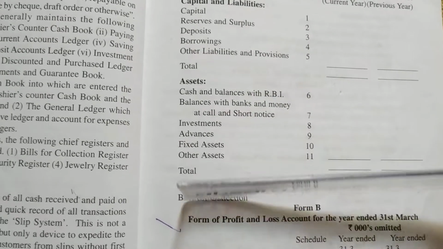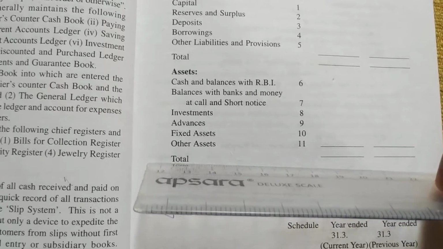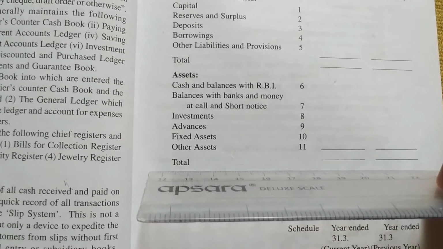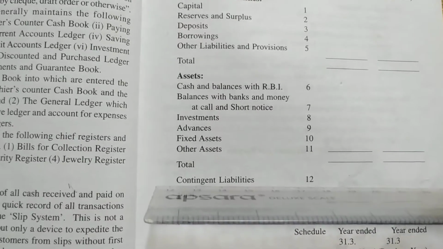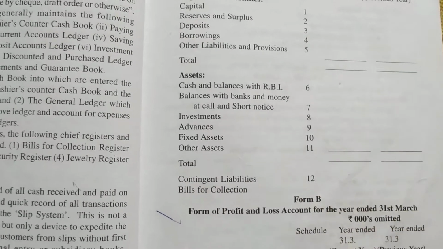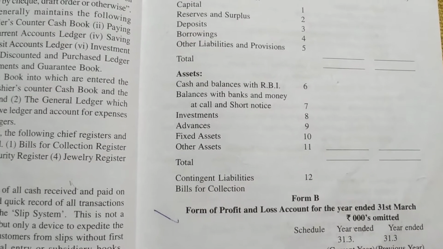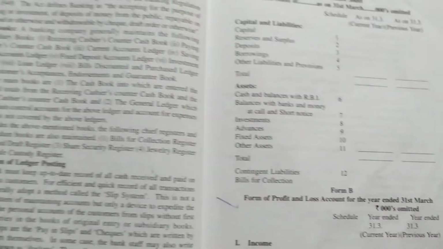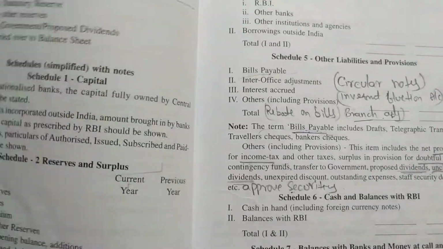After the balance sheet we are having schedule number 12. I repeat, after the balance sheet we are having schedule number 12. Till here we have to check the totals of assets and liabilities. 12 is contingent liability, bills for collection. This we write after the balance sheet. So this is the format of balance sheet. It's very easy, simple. Based on this we will do some questions.